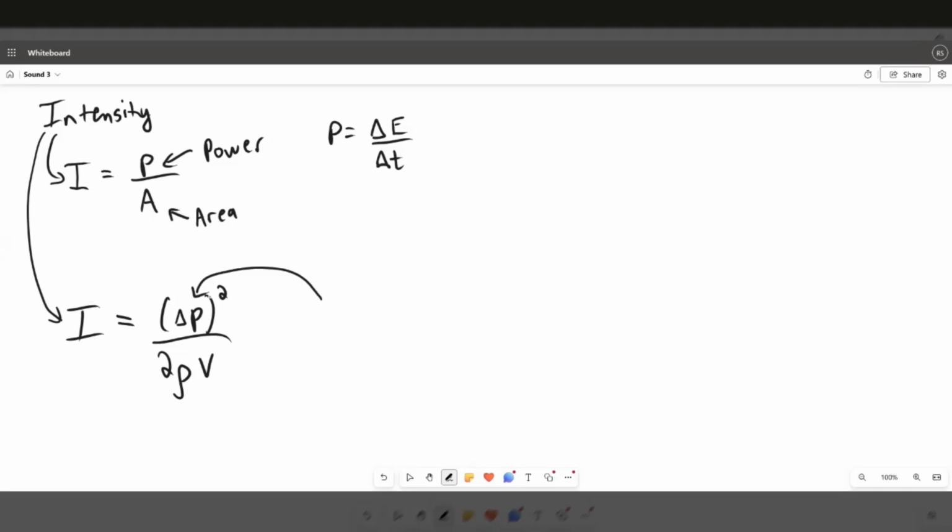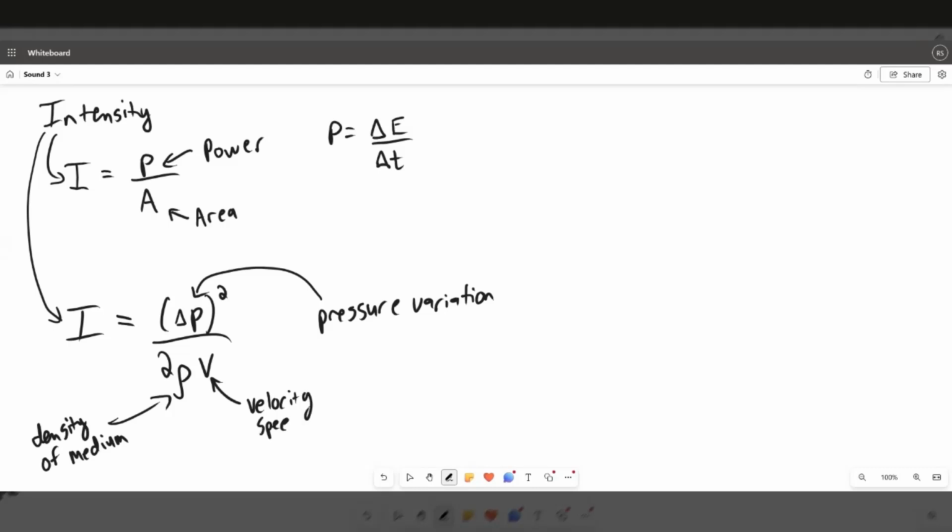So this delta P is a pressure variation. We'll come back to that in a second. This is the density. This is the Greek letter rho. And so this is the density of whatever medium you're propagating through, whether that's water or air or some solid. And then this v is the velocity or the speed of sound. And we saw how that depends on the medium and on the temperature. Okay, so if we come back to this pressure variation, this delta P is just an average pressure. So we take the max pressure of our sound wave, subtract the minimum pressure, and then divide by 2.